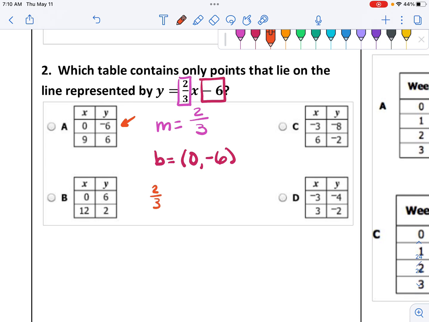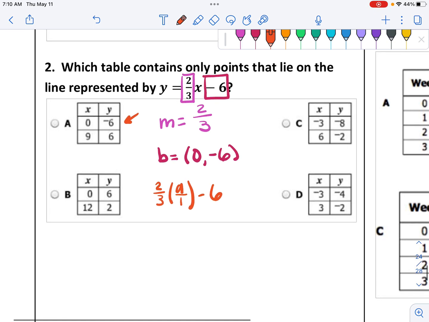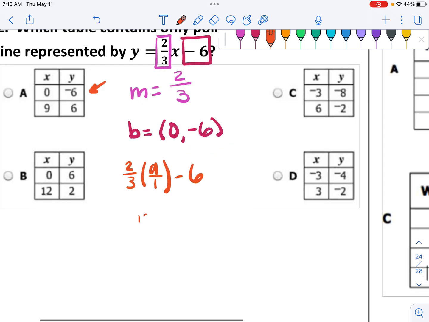So we're going to do 2/3 of 9 minus 6. Now you'll notice how I wrote the 9. I did that on purpose so I could put a 1 underneath. That way I can multiply two fractions. 2 times 9 gives me 18. Divided by 3 gives me a 6. 18 divided by 3 is 6, and 6 take away 6 would be 0. So that means point A did not work. Even though it has the (0, -6), the other point did not work. Every point in the set has to work.